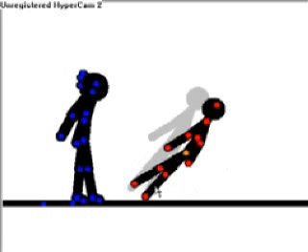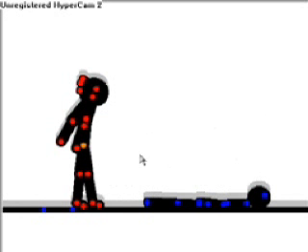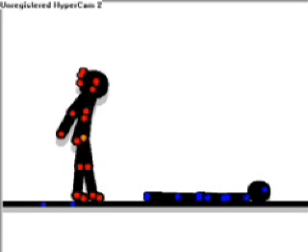So yeah, you just get him to fall down and then leave a few frames for exit after you've done the screen shake by moving the floor and bolting the stick figures to follow it. And yeah, that's about it.